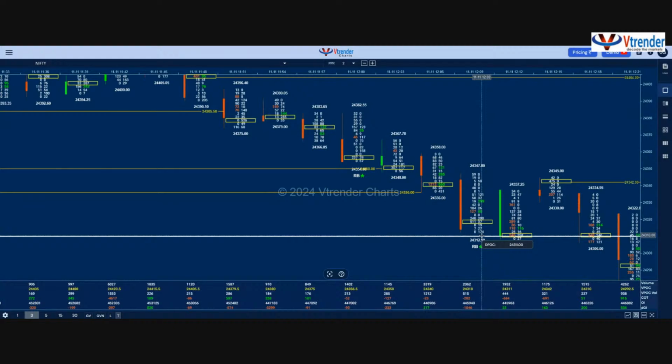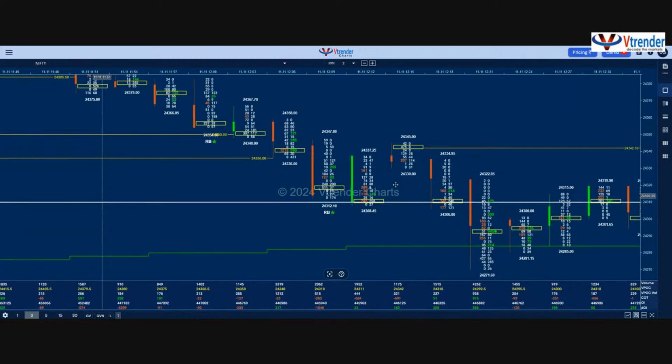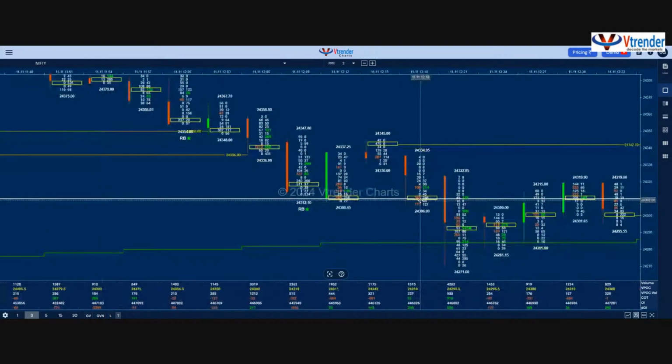Here the first test of the POC, 24310, was done, which was holding before. It did hold one more time, but then after holding it gave us an RS. Once it is giving an RS, it is telling us that the downside probe is still not over. Till the time we did not get an IB bar, there was no reason for us to change our bias to the long side.